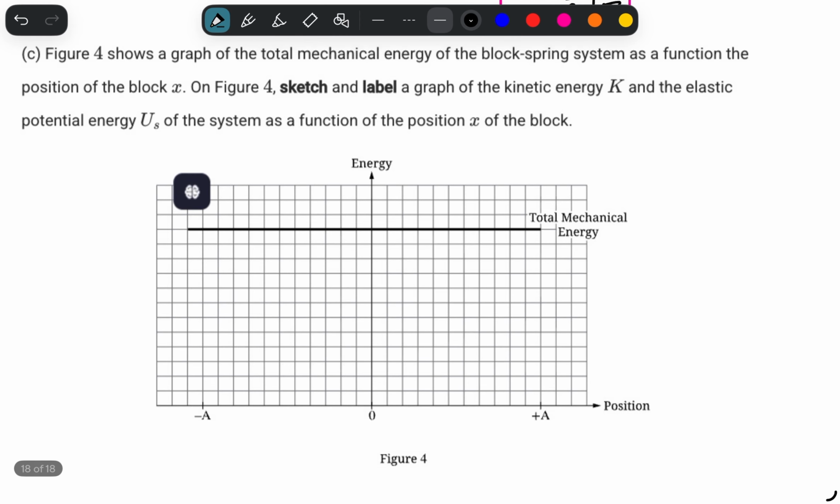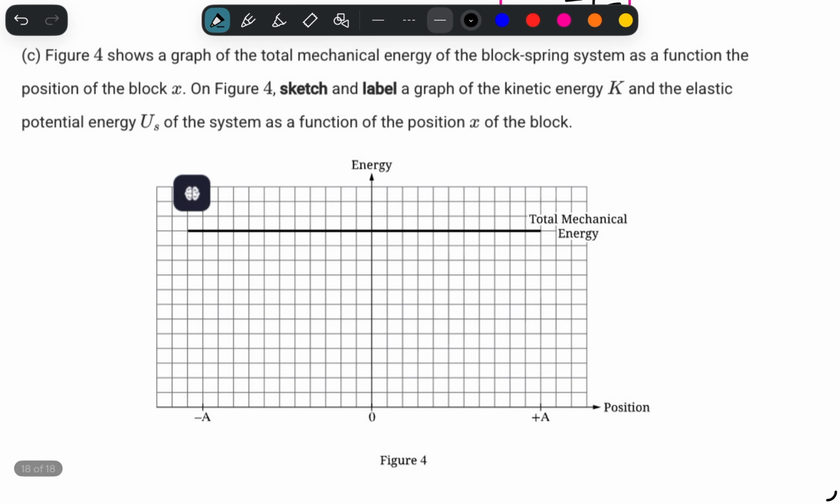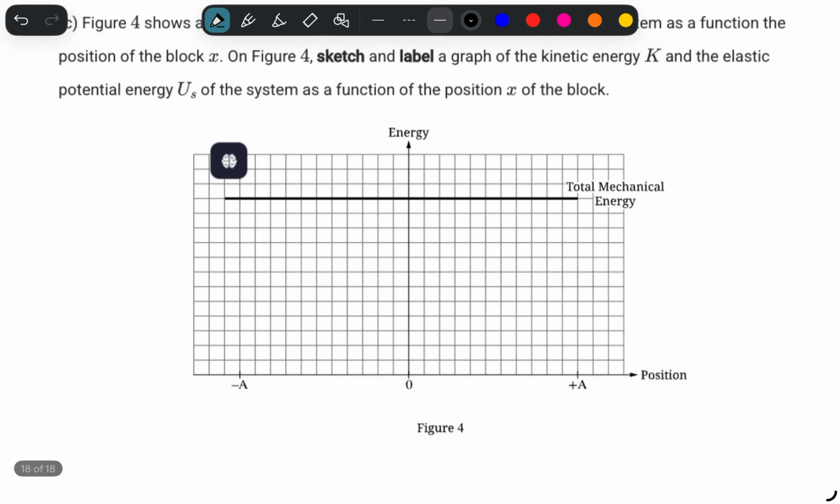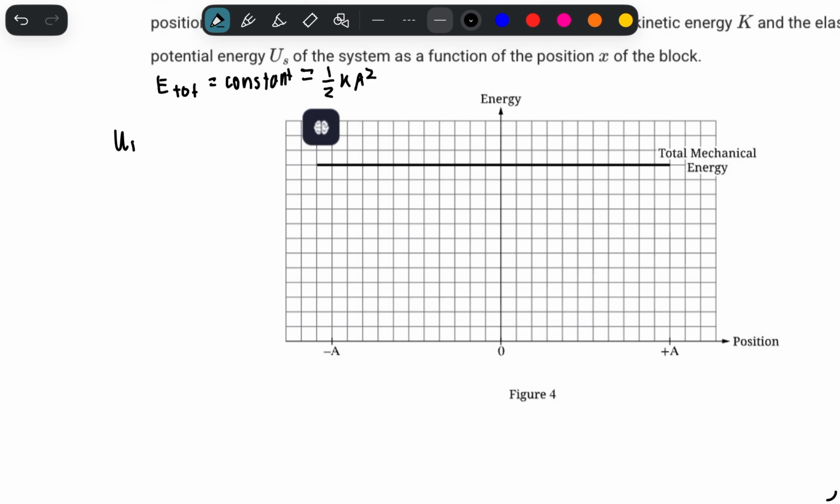Figure 4 shows a graph of the total mechanical energy of the block spring system as a function of the position of block X. On figure 4, sketch and label a graph of the kinetic energy K and the elastic potential energy US of the system as a function of the position X of the block. So we're going to need 2 curves. We know that our total mechanical energy E is going to be constant. We know that that's 1/2 k a squared. We know elastic potential energy is 1/2 kx squared.